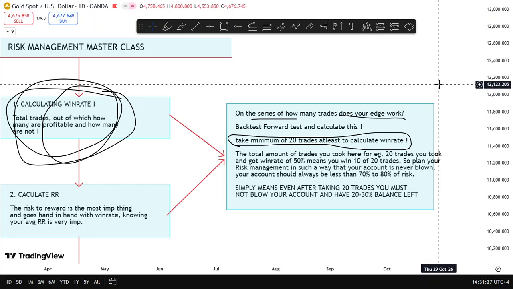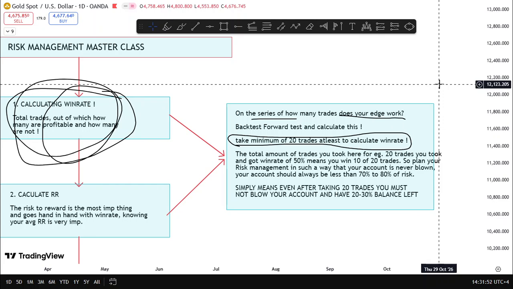Take 20 trades in a live account. If not a live account, take it in a demo account, but carbon copy the same way as you would take it on a live account. The same way, no changes, exactly the same. You need to do that, and after doing that, you need to calculate your win rate.